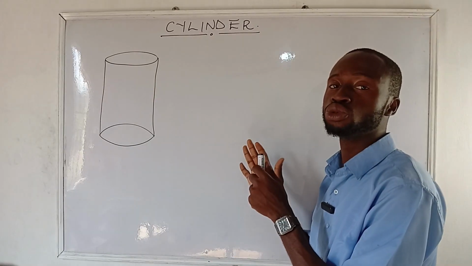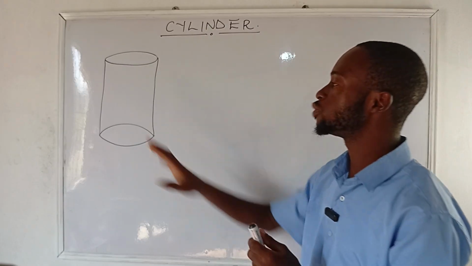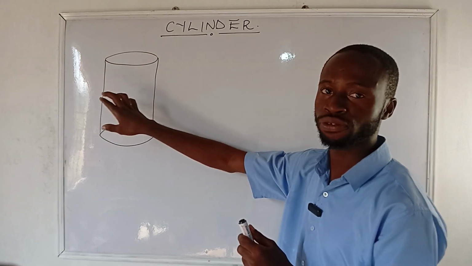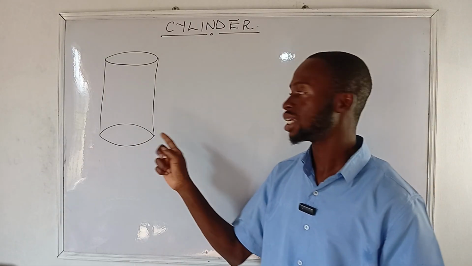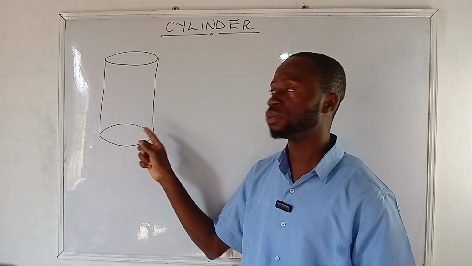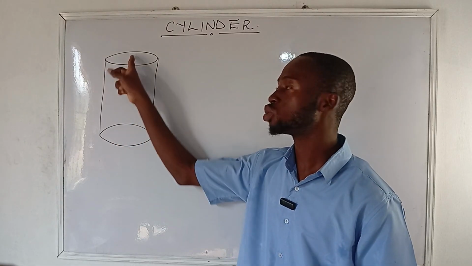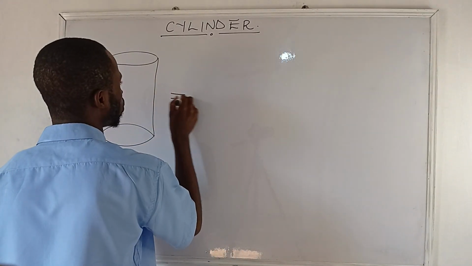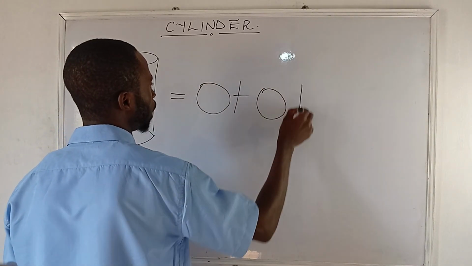Before we go to explain how we derive those formulas, we need to first understand what this solid shape, the cylinder, is made up of. If you look at it, it's quite obvious that for you to make a solid shape, the cylinder, you need two circles. So I can say that a cylinder is firstly made up of two circles, right?